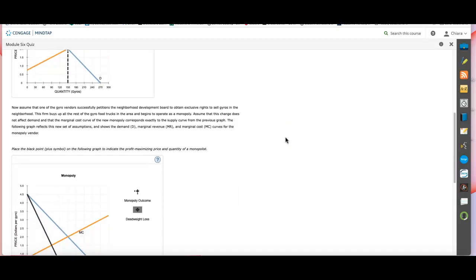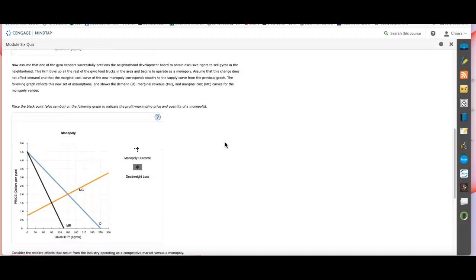Now assume that one of the gyros vendors successfully petitions the Neighborhood Development Board to obtain exclusive rights to sell gyros in the neighborhood. So now we're not in a competitive market anymore. This firm buys up all the rest of the gyro food trucks in the area, and begins to operate as a monopoly. Let's assume that this change does not affect demand and that the marginal cost curve of the new monopoly corresponds exactly to the supply curve from the previous graph. So the marginal cost curve has remained the same. And these are the new assumptions that we have.